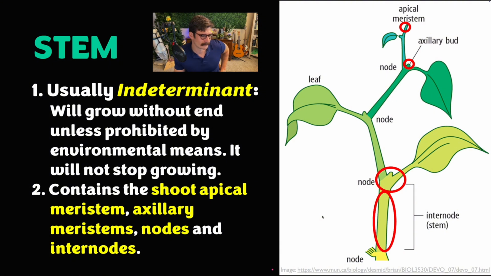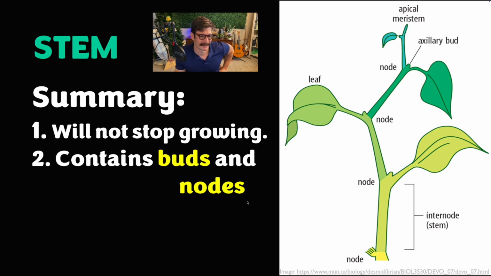Yolban. Matthew Van Gogh over here with that illustration. It was superb. My illustration skills are getting better. That is why I cut before the node, and it will grow from the bud. That's right! Seabass. You got it. The internode. Crazy. So, summary. The stem will not stop growing, and it has buds and nodes. Easy.